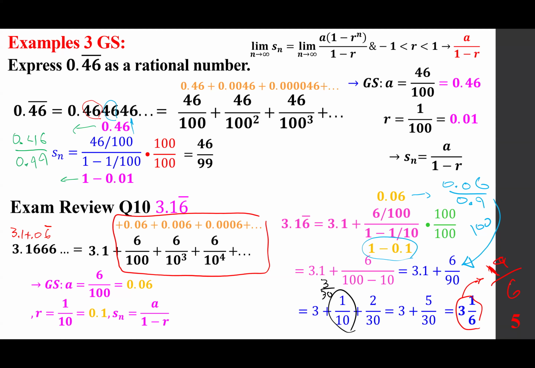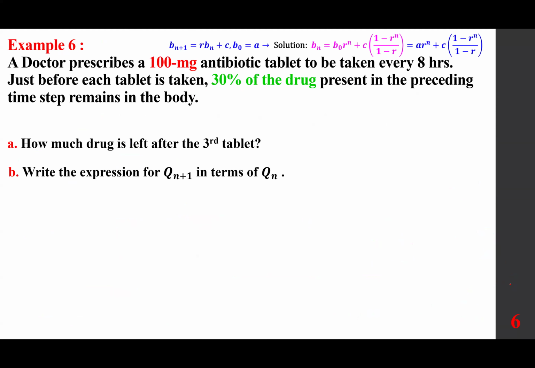All right, so we are going to move on. A doctor prescribes a 100 milligram antibiotic tablet to be taken every 8 hours. This is the time step. Just before each tablet is taken, 30% of the drug present in the preceding time step remains in the body. How much drug is left after the third tablet? Write the expression for Q sub n plus 1 in terms of Q sub n.